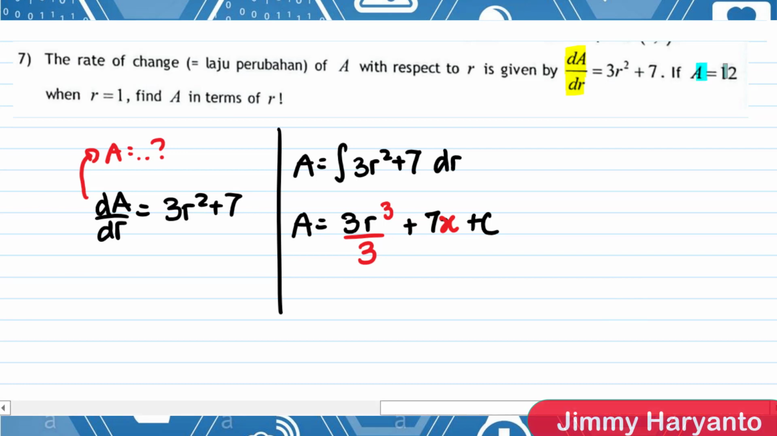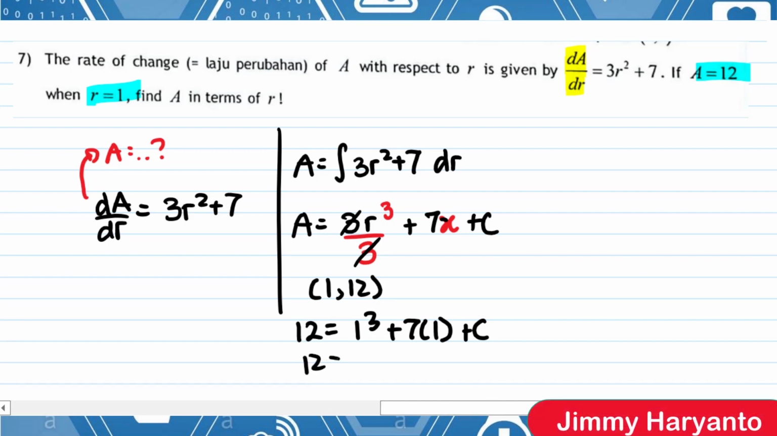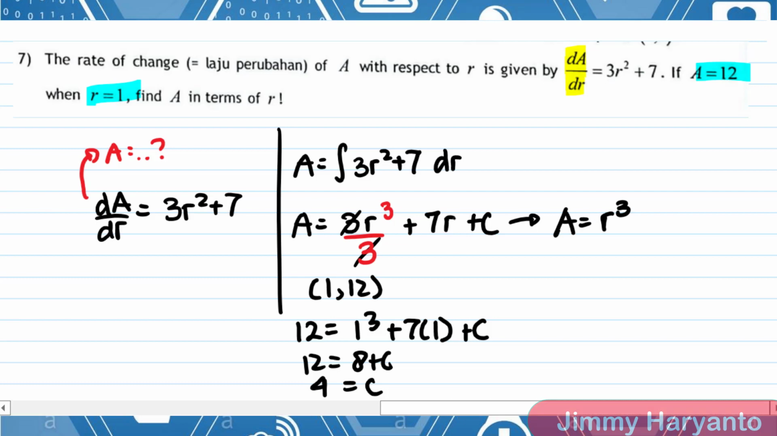And the question already gives you the point (1, 12). That means you can substitute it into your equation. You can cross out the 3: 1 cubed, plus 7 times 1, and then plus c. 12 equals 8 plus c, so c equals 4. Okay, that means your equation is A equals r to the power of 3. Oh sorry, this one is not x. It's r to the power of 3 plus 7r, and then plus 4. Okay, in terms of r, we already have A.